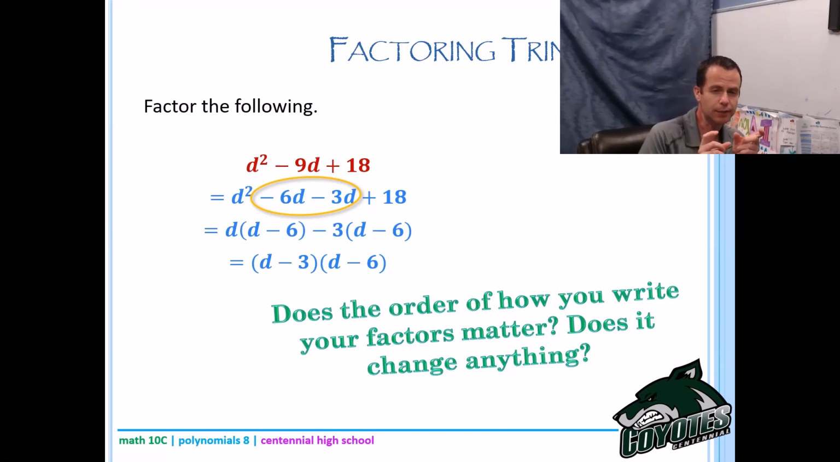So this (d − 3)(d − 6), would that have changed if I wrote it as (d − 6)(d − 3)? The answer to that is no. 2 times 3 and 3 times 2 are both 6.